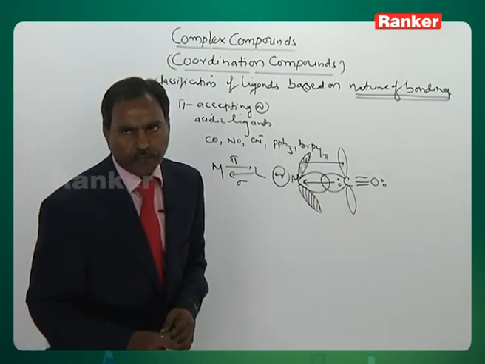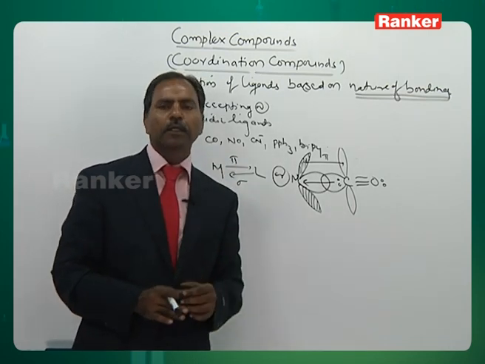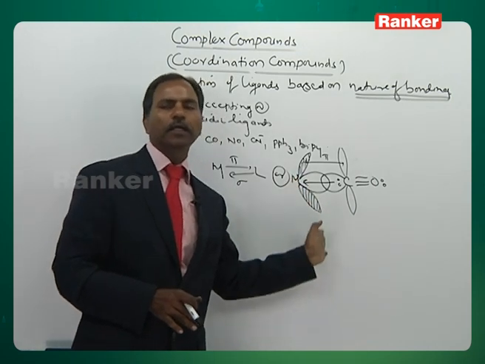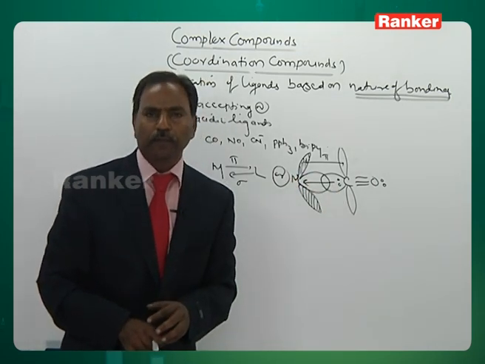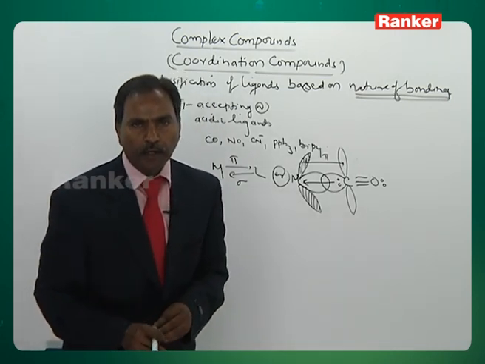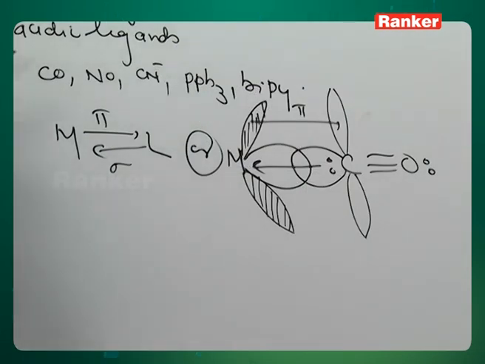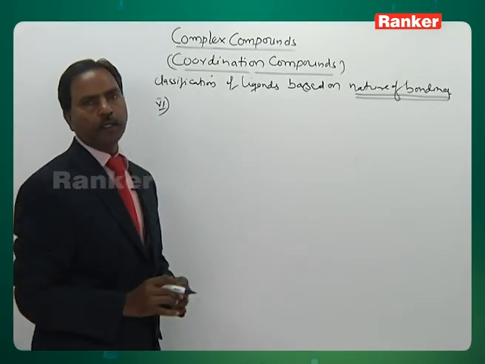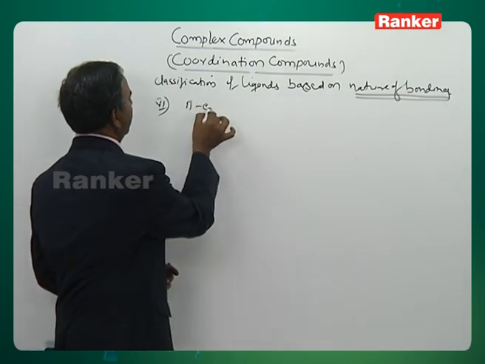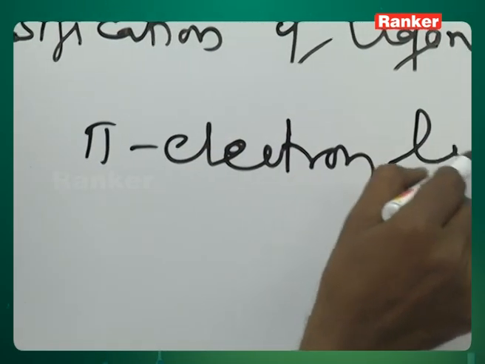Such a ligand we call a pi accepting ligand. Donating a pair and again accepting a pair, resulting in the formation of a pi bond, therefore pi accepting. Why do we call these acidic ligands? According to Lewis theory, whichever species accepts a pair of electrons, we generally call acidic. Therefore these are pi accepting ligands and also acidic ligands. Next type of ligands, the last one, the sixth one: pi electron ligands.